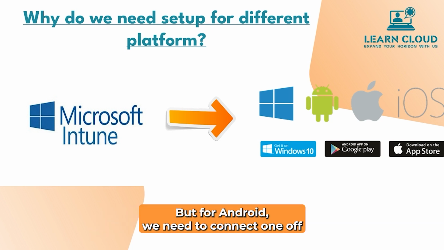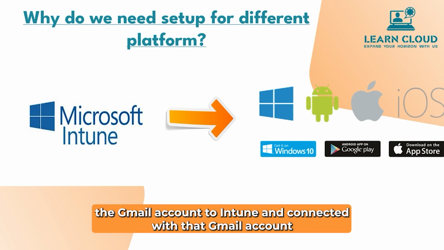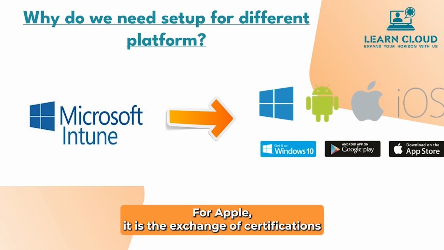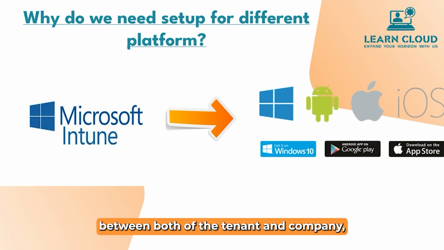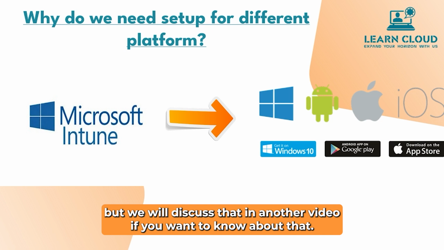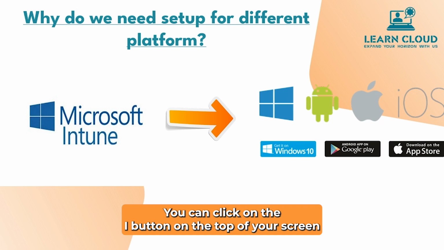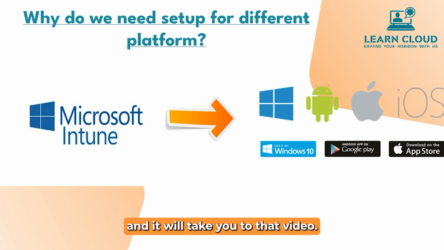But for Android, we need to connect one of the Gmail accounts to Intune, to connect that Gmail account and our tenant together so we can enroll our Android devices as well. For Apple, it is the exchange of certificates between the tenant and the company, but we will discuss that in another video. If you want to know about that, you can click on the I button on the top of your screen and it will take you to that video.